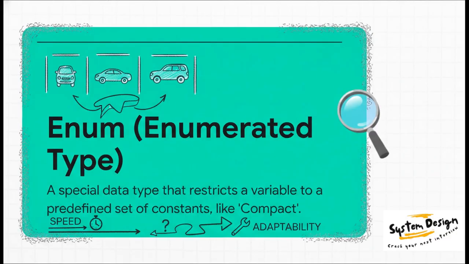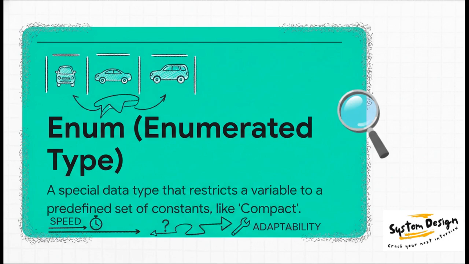For the vehicle type, we're using something called an enum. This is a special data type that basically says this field can only be one of these pre-approved options, in our case, compact, regular, or large. It's super fast and efficient. But here's the catch. It's a trade-off. It's not very flexible. If we wanted to add, say, motorcycle later on, it can be a real pain.